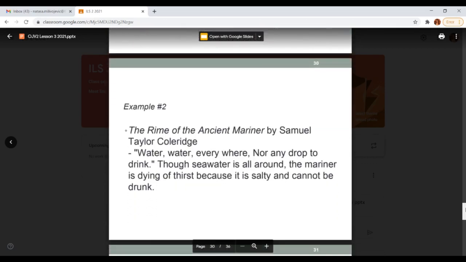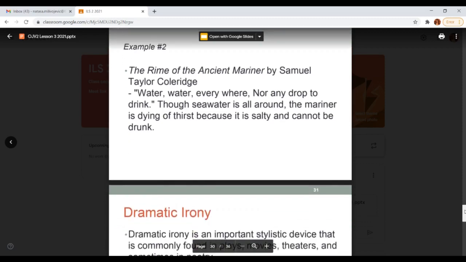Or The Rime of the Ancient Mariner by Samuel Taylor Coleridge. Situational irony again, where the character is in the middle of the ocean and he says, "Water, water everywhere, but not any drop to drink." So the sea water is all around, but the mariner is dying of thirst because he cannot drink the salty water. Again, a very strong example, a very strong picture of a situational irony.